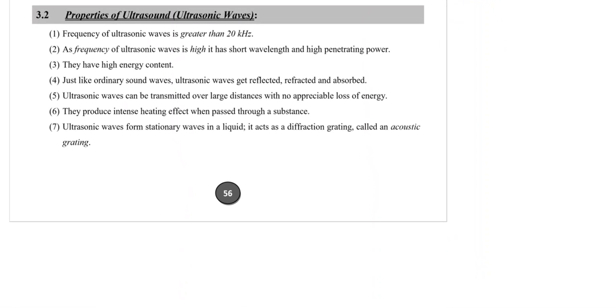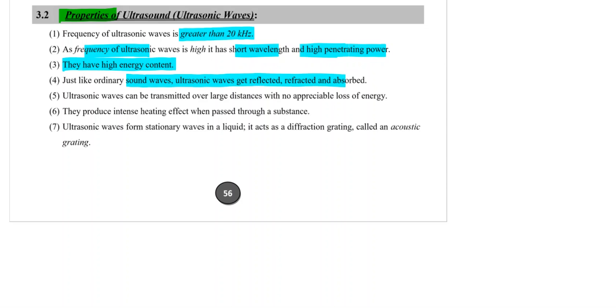And then after, this is our today's main topic, which is properties of ultrasonic waves. And we saw all these properties. Let us discuss once more, turn by turn. Frequency of ultrasonic wave is greater than 20 kilohertz. As we know, they are high frequency waves. And as frequency is high, it has short wavelength and therefore they have high penetrating power. As they have more frequency, energy of such waves is very high, and they experience reflection, refraction, all the phenomena which are related to wave.